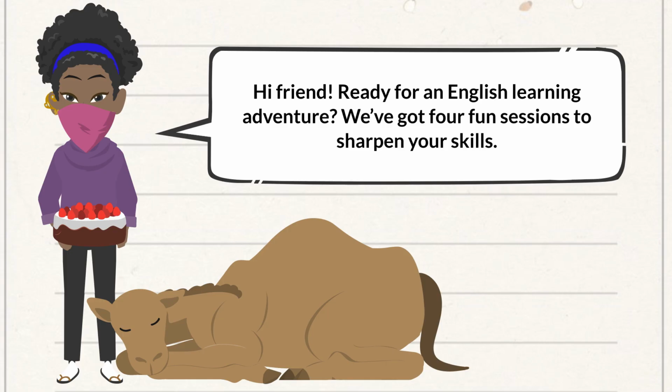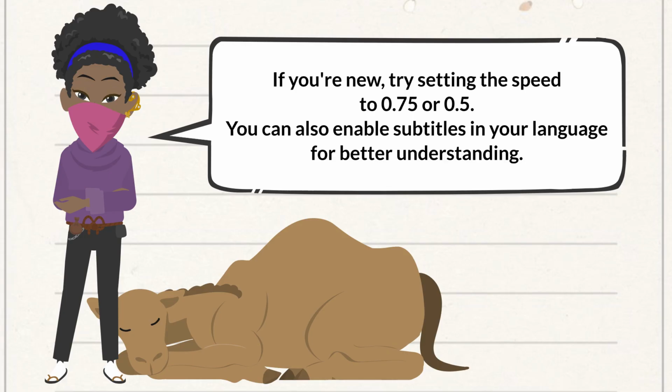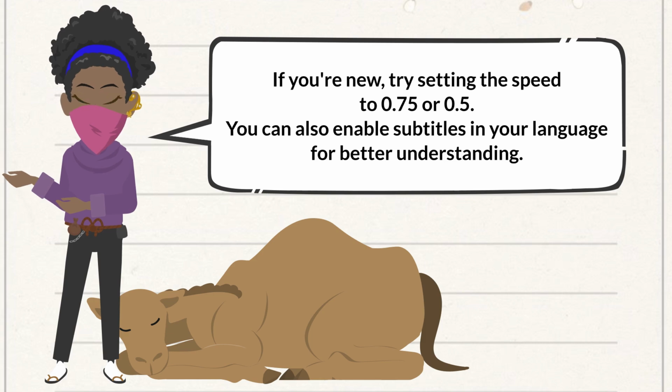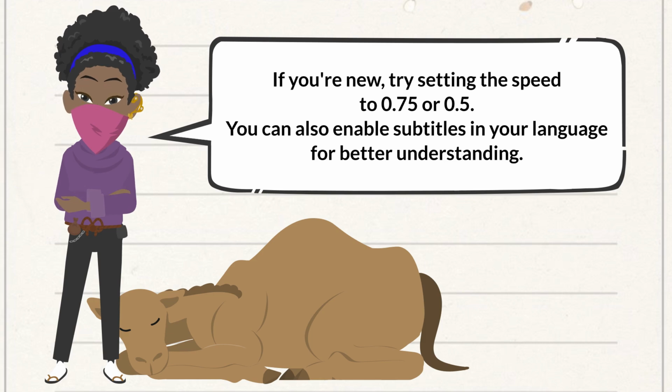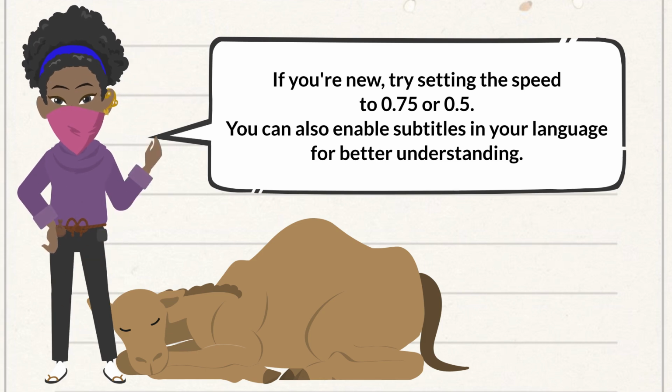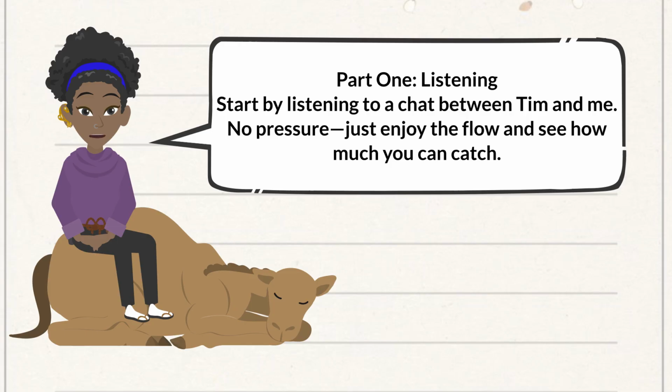We've got 4 fun sessions to sharpen your skills. If you're new, try setting the speed to 0.75 or 0.5. You can also enable subtitles in your language for better understanding. Part 1 is listening. Start by listening to a chat between Tim and me. No pressure, just enjoy the flow and see how much you can catch.